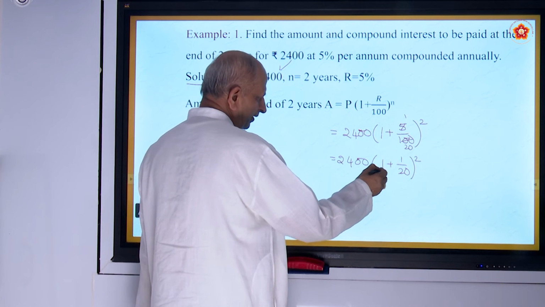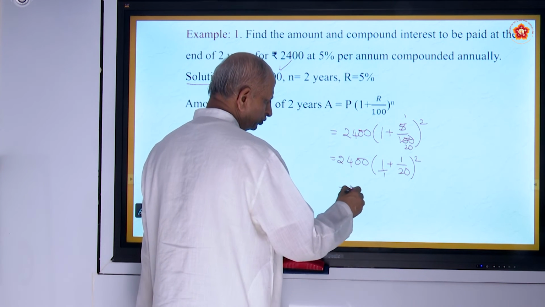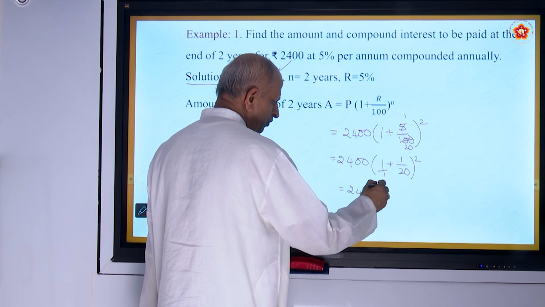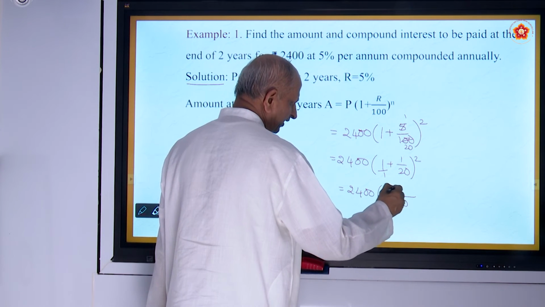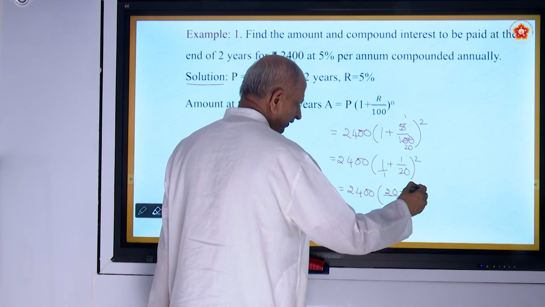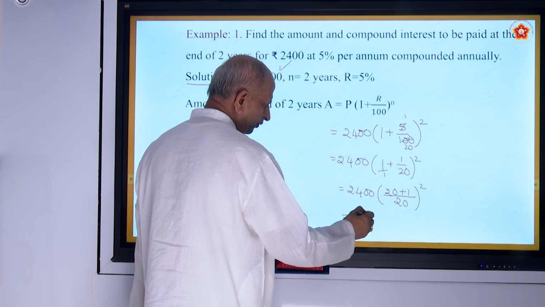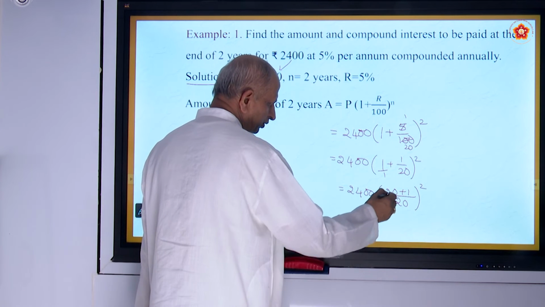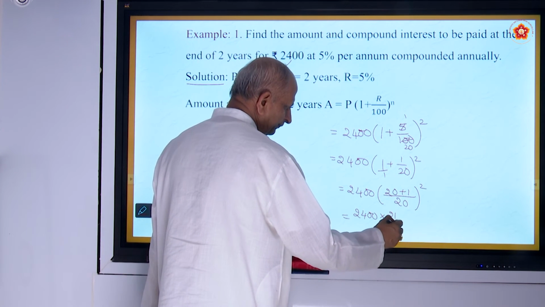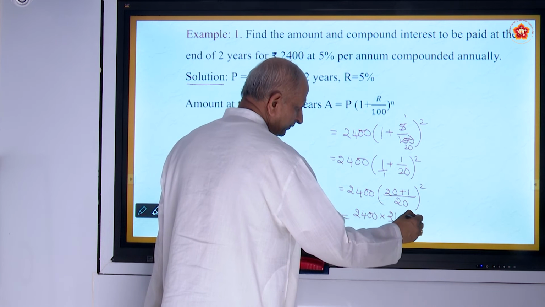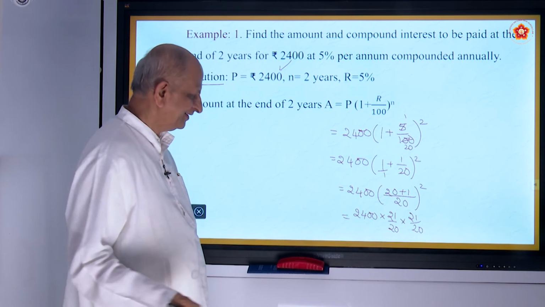What is the LCM of these two? 2,400 into (20 plus 1 by 20) whole squared. 20 is the LCM. That will be 2,400 into 20 plus 1, how much? 21 by 20 into 21 by 20. Are you following it? Okay.